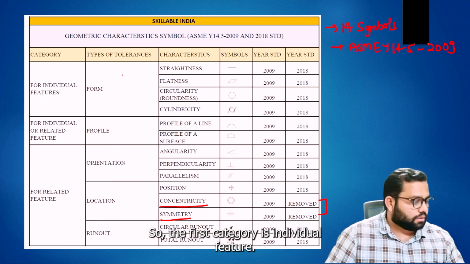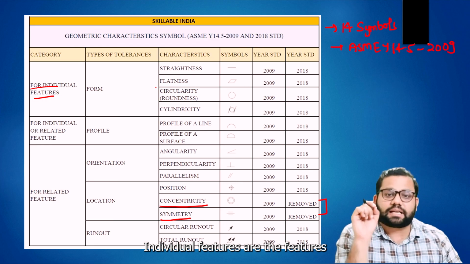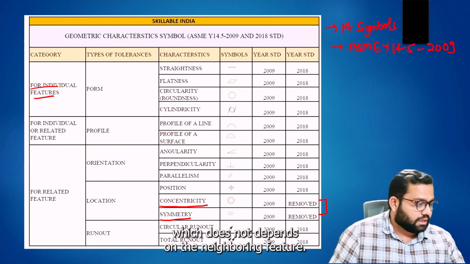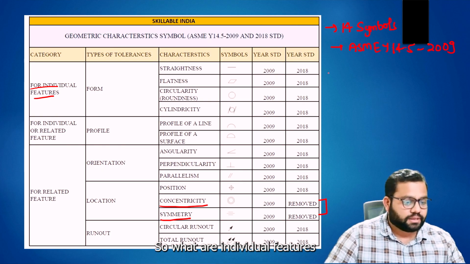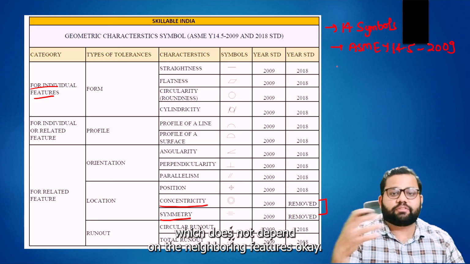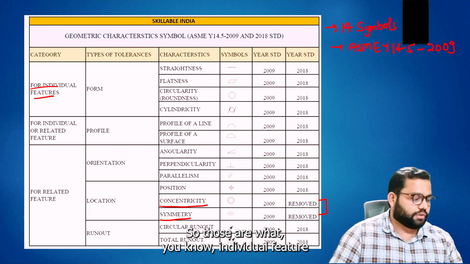The first category is individual feature. Individual features are the features which do not depend on the neighboring feature. So what are individual features? Those which do not depend on the neighboring features. Those are called individual features.